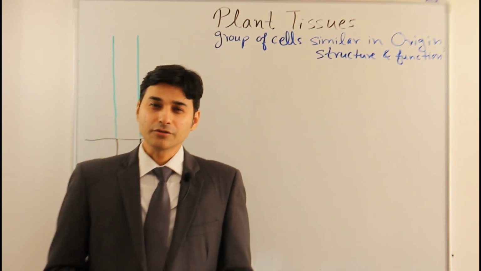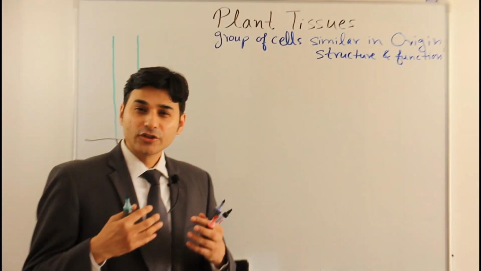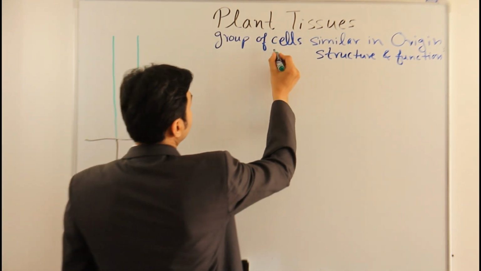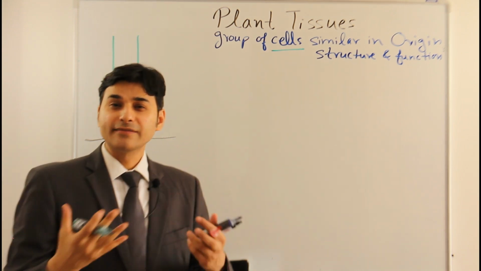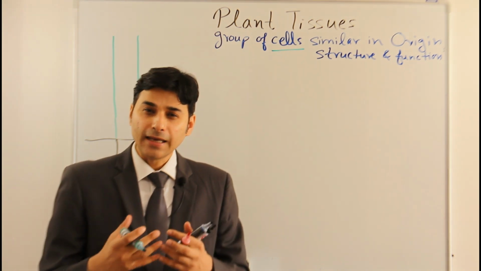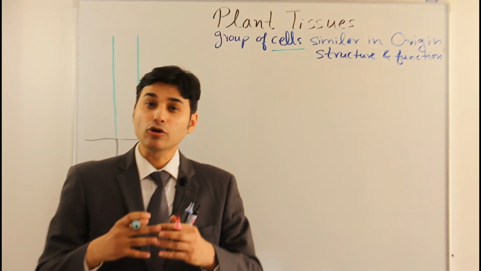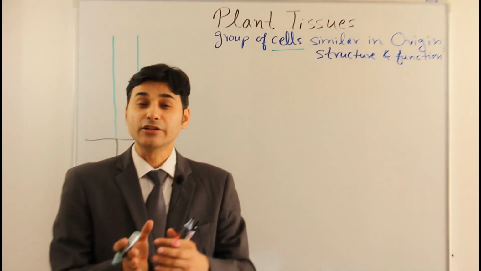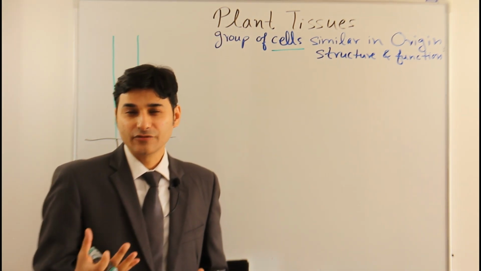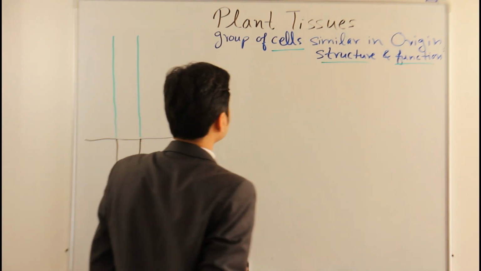Now today's topic is about plant tissues. As you know, the structural and functional unit of any life form is a cell. But in multicellular organisms, these cells come together and make a common group, and that group is called a tissue if it is made of cells which are similar in origin, structure and function. So a tissue is a group of cells which are similar in origin, structure and function.